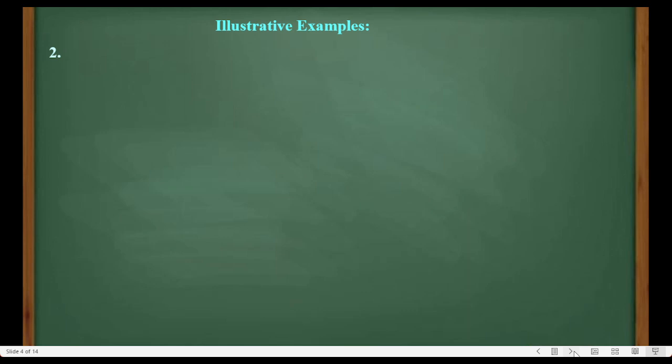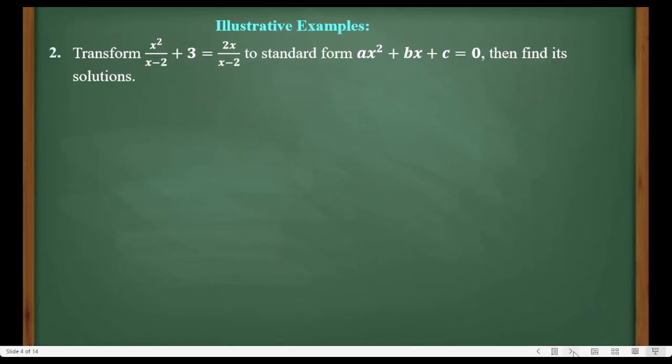Again, let us repeat for example number 2. Let us try to transform this given equation to standard form ax squared plus bx plus c equals 0. Then afterwards, for the resulting quadratic equation, we will solve it or find its solutions. So you will notice that this time, the second given equation is actually a rational equation having denominator, which is particularly x minus 2.